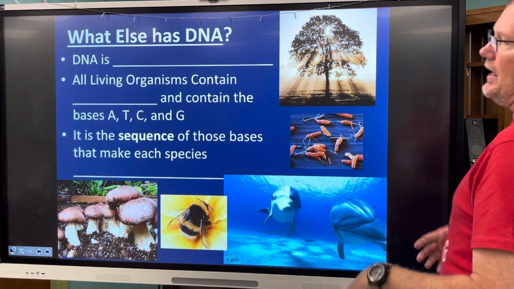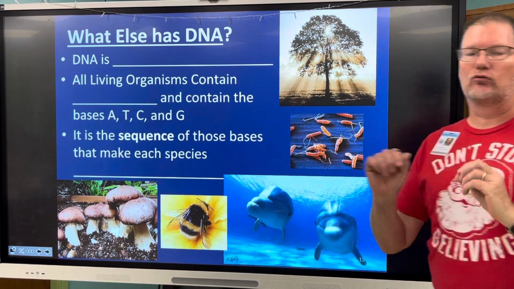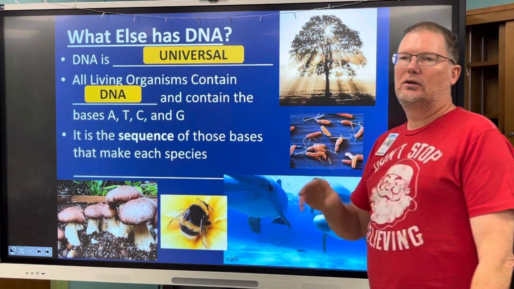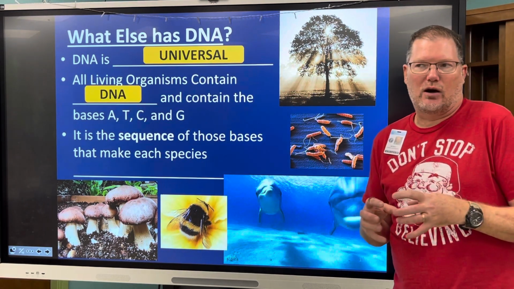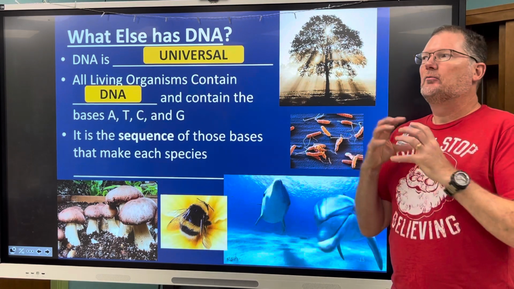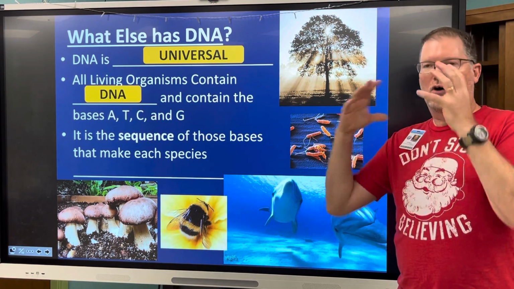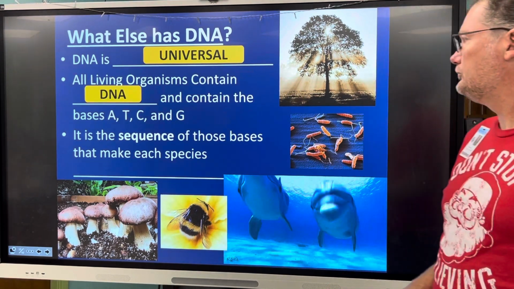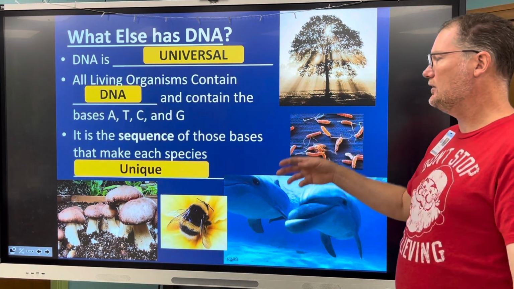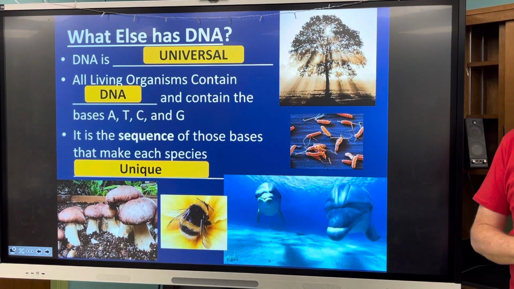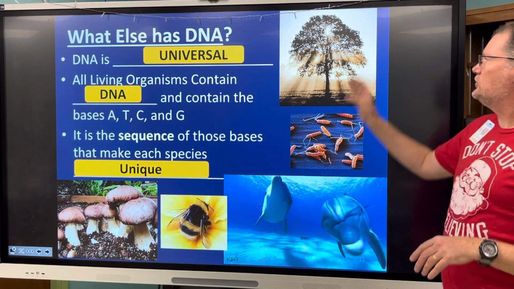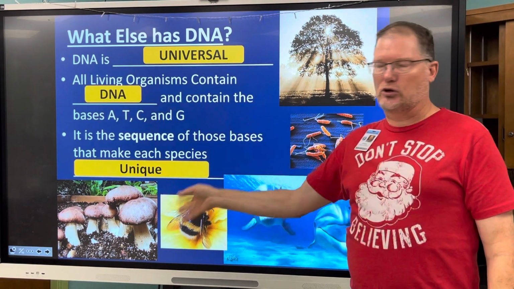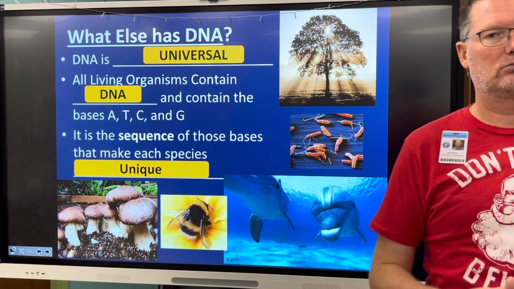So what else has DNA? Well, obviously everything that's alive. That really sums up the entire slide. So universal. Well, we don't know if it exists anywhere outside of our planet, but universal as far as all life on Earth, okay? All living things contain DNA, and the bases A, T, C, and G. It's the sequence of those bases that makes all of these species unique. Trees, bacteria, dolphins, bees, mushrooms, and everything in between.